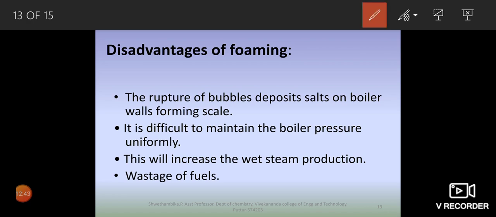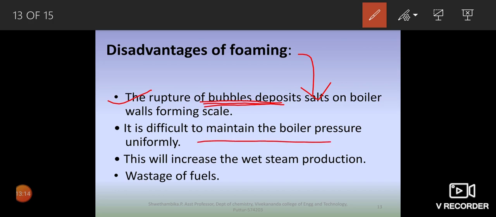So here this concept is actually studied. Whenever we defined scale, we said that the bubbles from the surface of the water would strike the boiler wall and leave salt there, and that salt would become scale. So that is one of the prime disadvantages of foaming. The rupture of the bubble would deposit salts on the boiler causing scale. We can simply write that foaming actually forms the scales on the surface of the boiler.